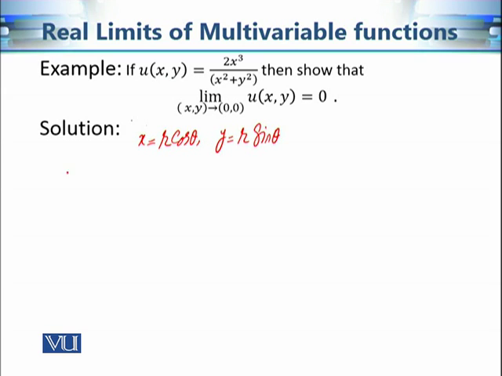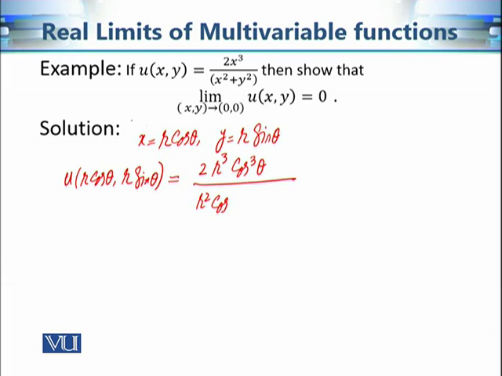And using this substitution, let's see what will be the form of the function. So the function becomes, after replacing x with r cos theta and y with r sin theta, the following expression: 2r cubed cosine cubed theta divided by r squared cosine squared theta plus r squared sine squared theta. Now after simplification, using the fact that cosine squared theta plus sine squared theta is equal to 1, and cancelling out this r squared with this r cubed, we get the following expression: 2r cosine cubed theta.